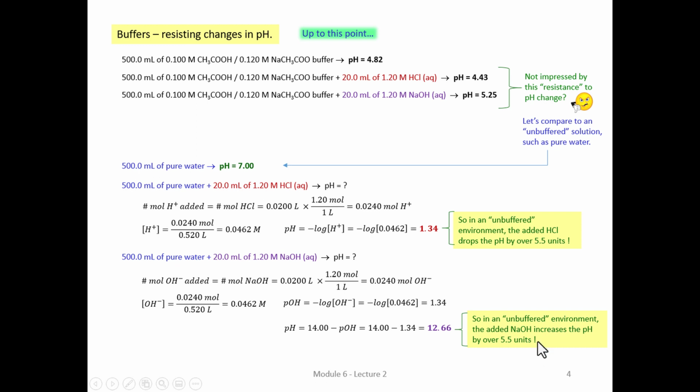So again, in an unbuffered environment, added hydroxide runs wild, runs the show. The pH goes from 7 to 12.66, which is ridiculous. In the buffered solution, however, the pH only jumped from 4.82 to 5.25. So this buffer is resisting that added strong base.